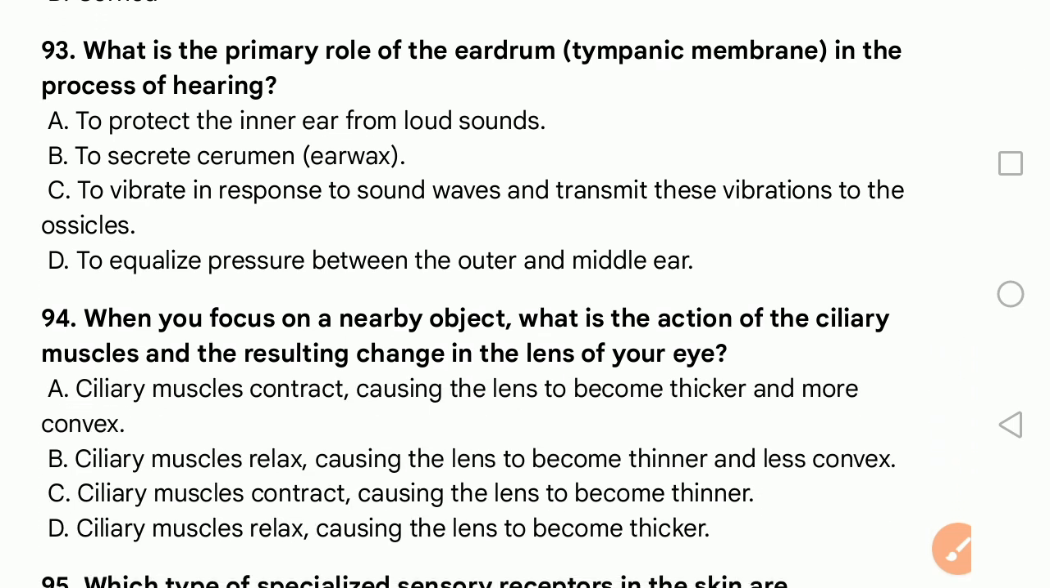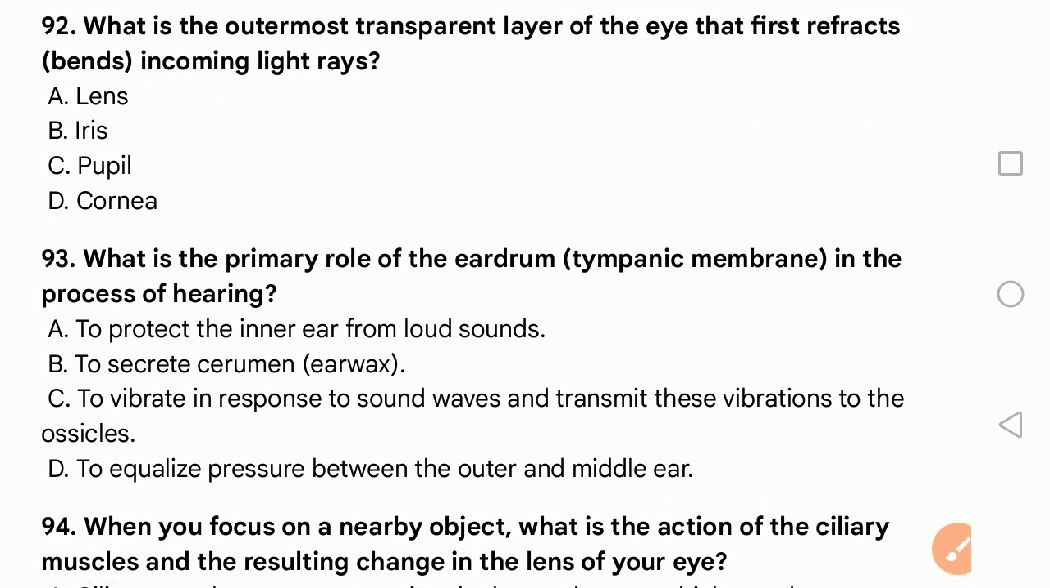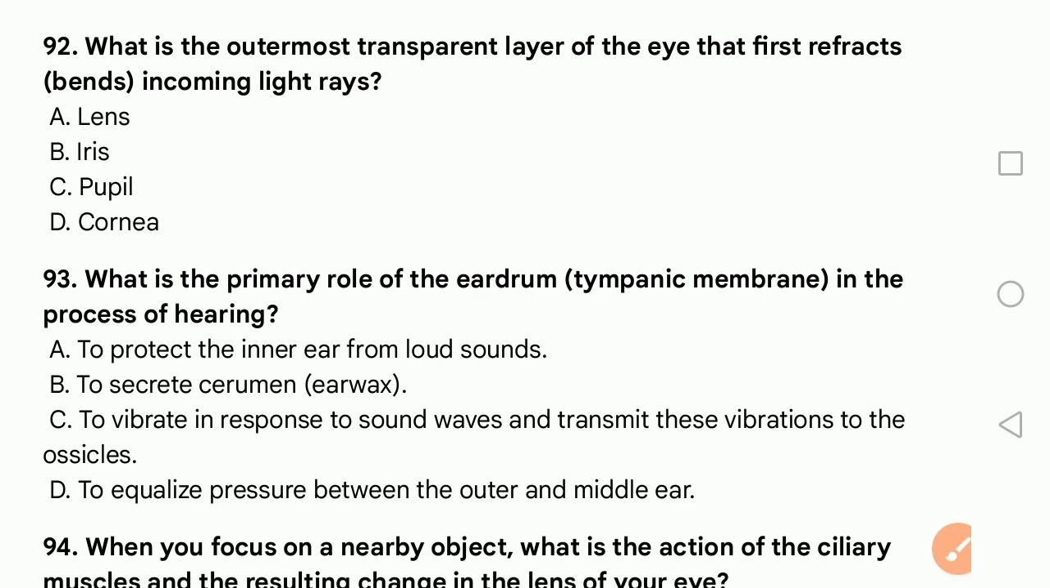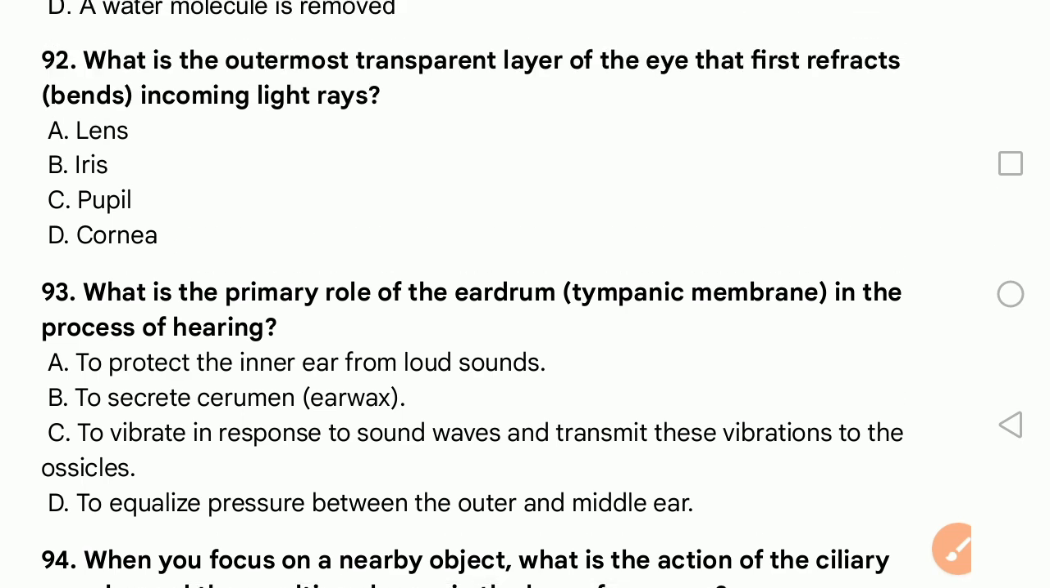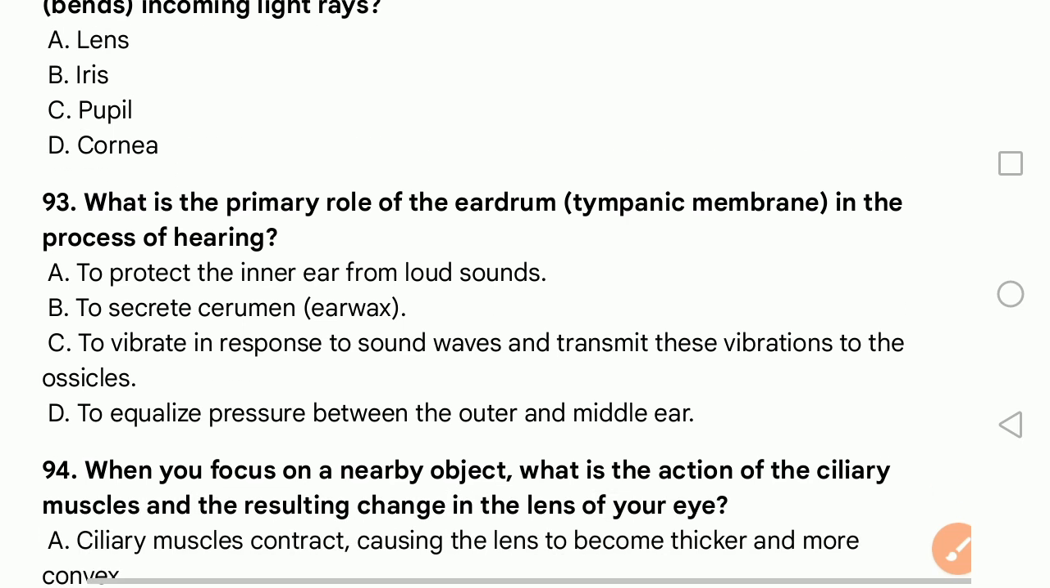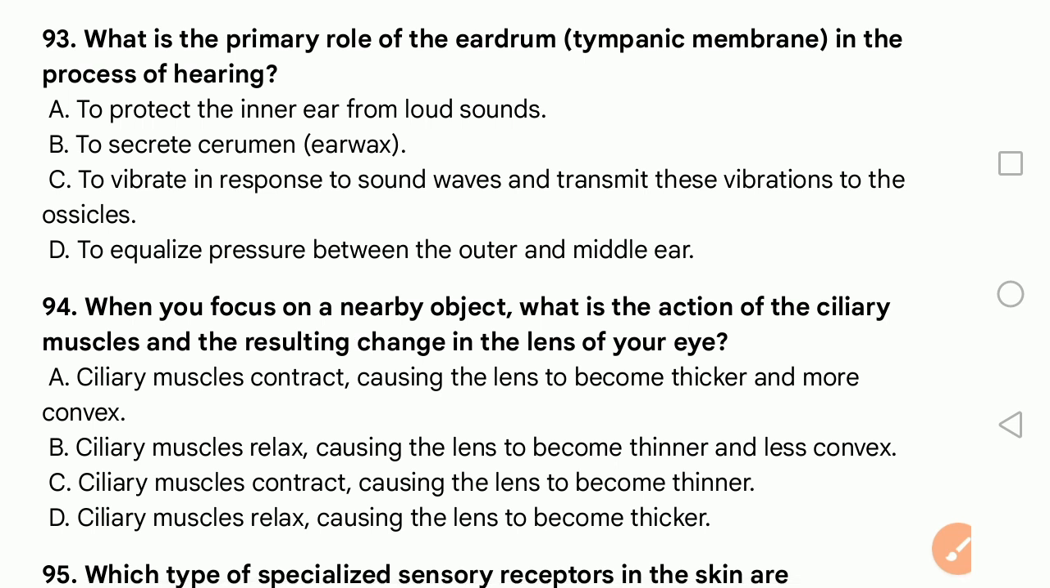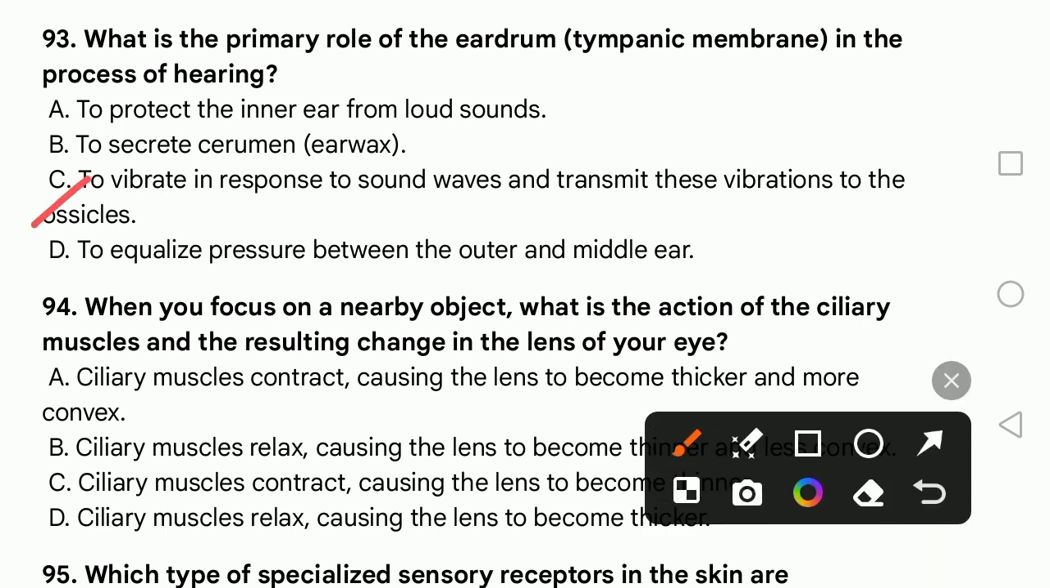What is the outermost transparent layer of the eye that first refracts incoming light rays? Cornea. What is the primary role of the eardrum? To vibrate in response to sound waves and transmit this vibration to the ossicles.